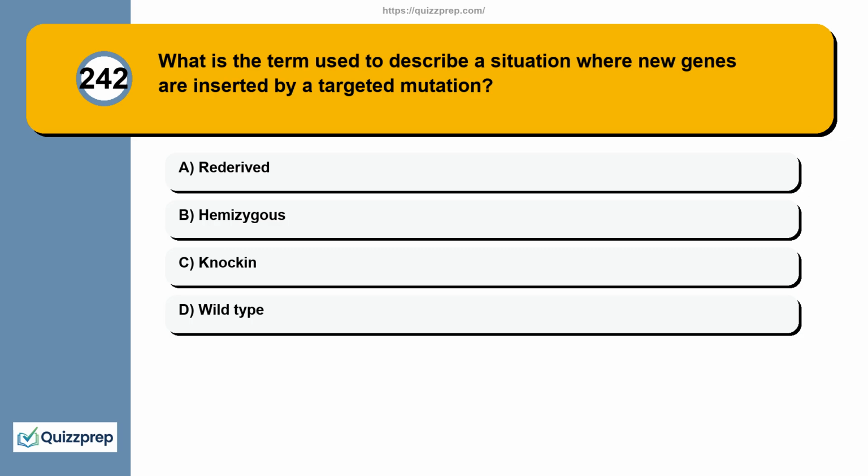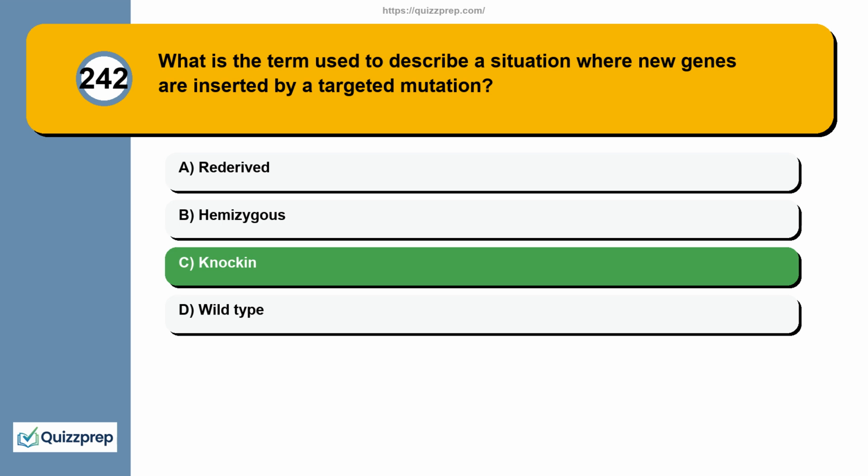Question 242. What is the term used to describe a situation where new genes are inserted by a targeted mutation? Option A, redrived. Option B, hemizygous. Option C, knock-in. Option D, wild type. The correct answer is option C, knock-in.